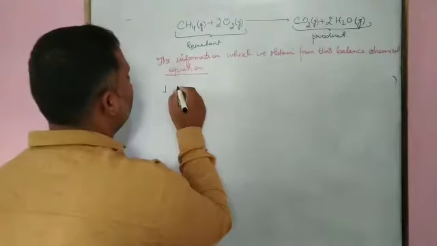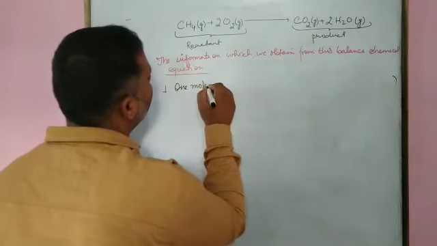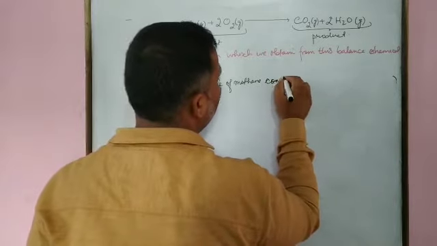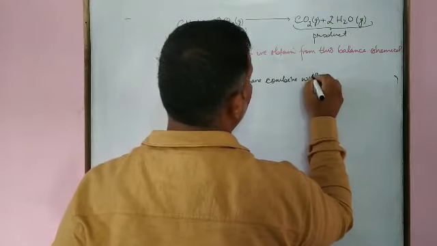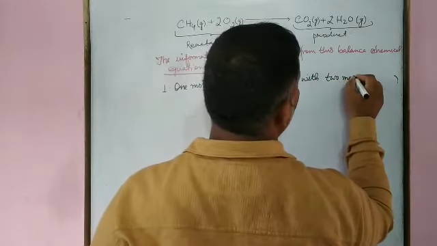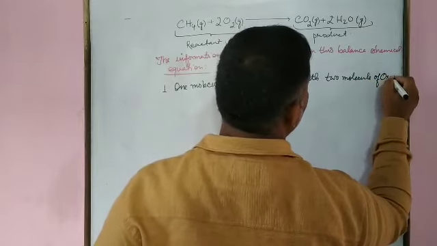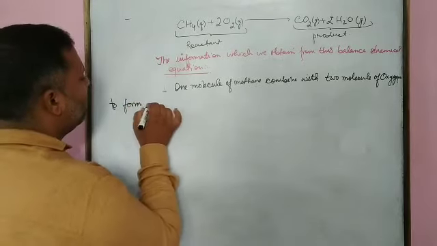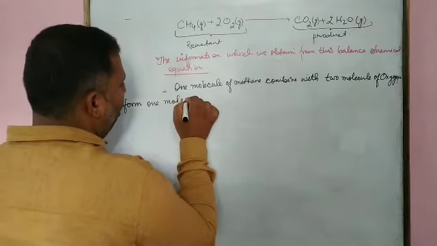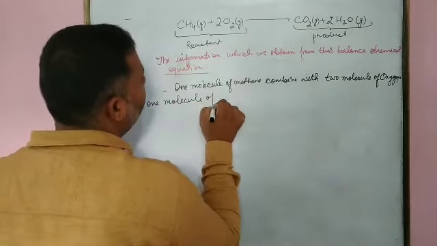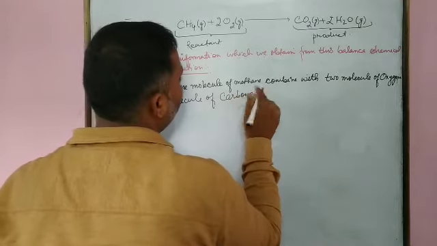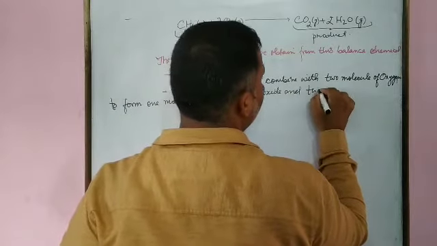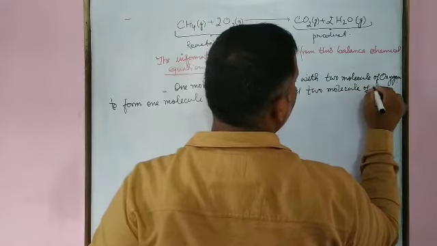The first information which we obtain is that 1 molecule of methane combined with 2 molecules of oxygen to form 1 molecule of carbon dioxide and 2 molecules of water.